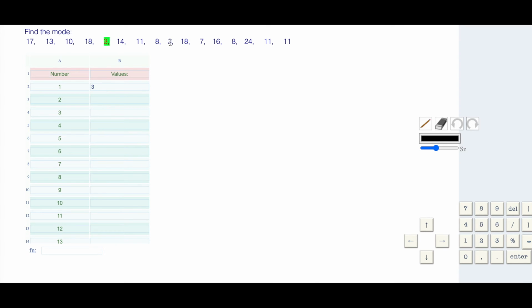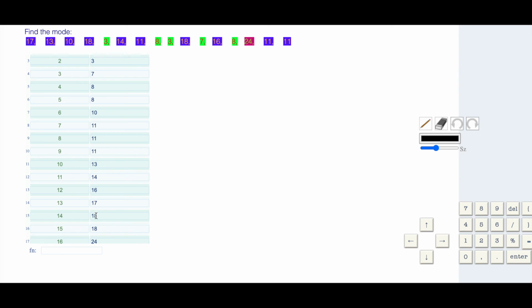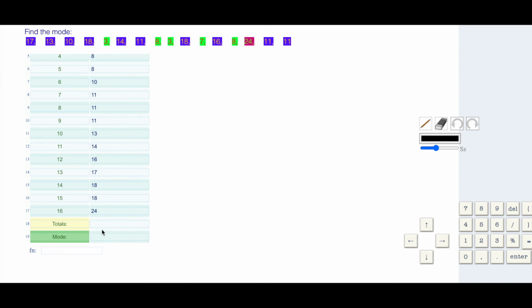Starting with 3, I have a pair of 3s. I have a 7, an 8, another 8, a 10, and 3 11s. A 13, a 14, a 16, a 16, a 17, a pair of 18s, and a 24. I've got a pair of 8s. I've got a pair of 3s, a pair of 8s. But I have 3 11s. The 3 11s beats the pair of 3s, beats the pair of 8s, beats the pair of 18s. 11 is going to be our mode.